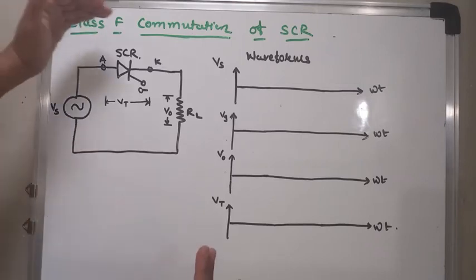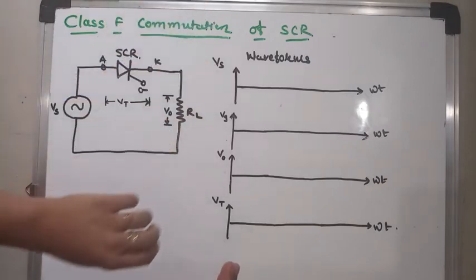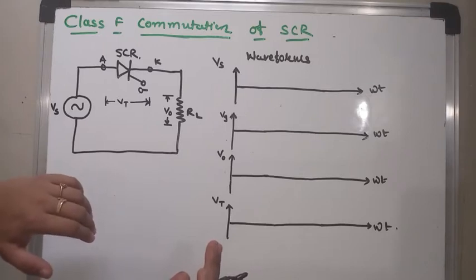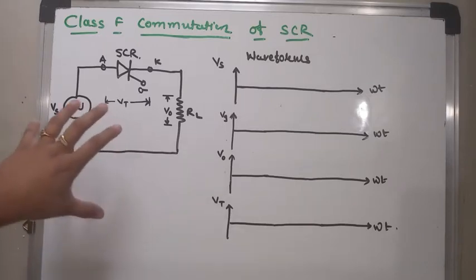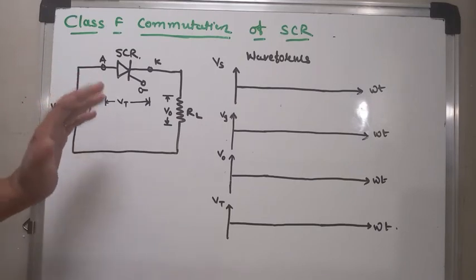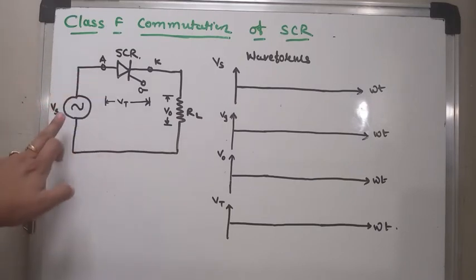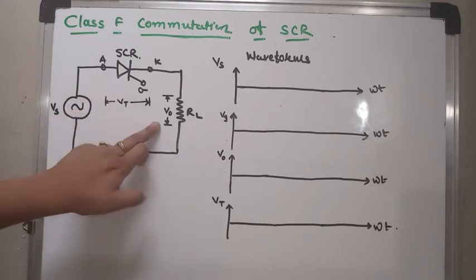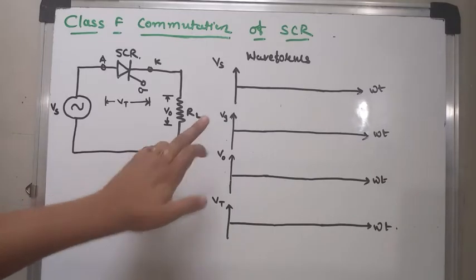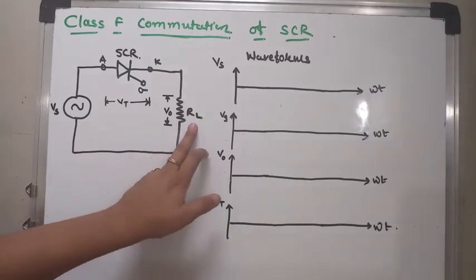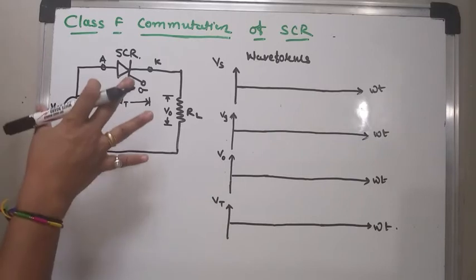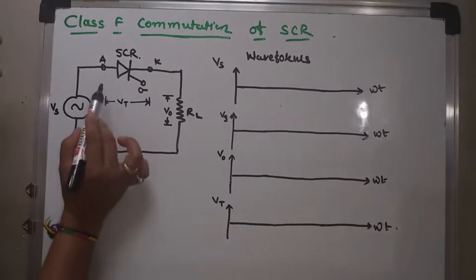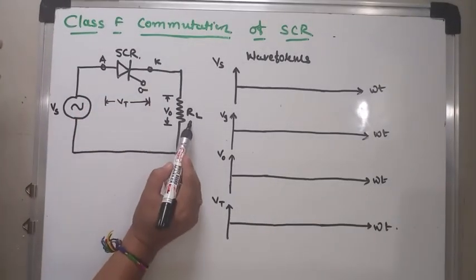Now class F commutation belongs to natural commutation. Let's discuss class F commutation in brief. See here, the class F commutation circuit is given. Here is the input supply, that is the AC supply, and here the SCR is connected in series with the load, and my load is a resistive load. So that is the circuit for the class F commutation.